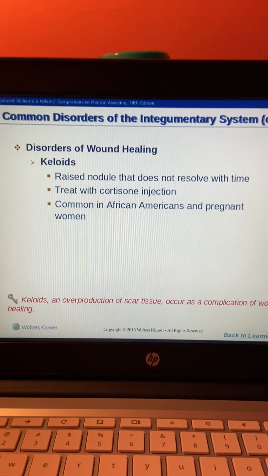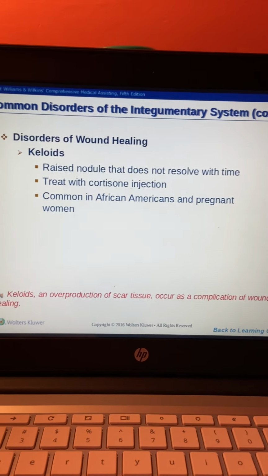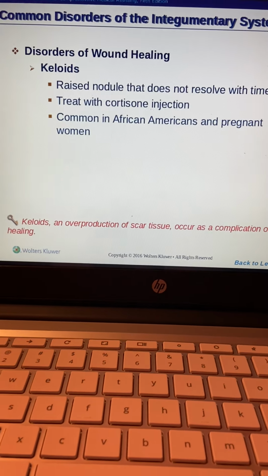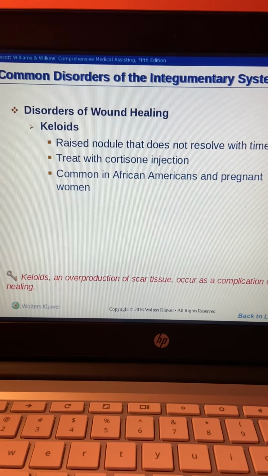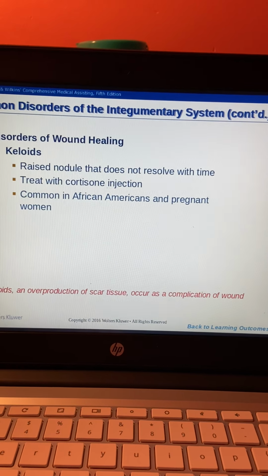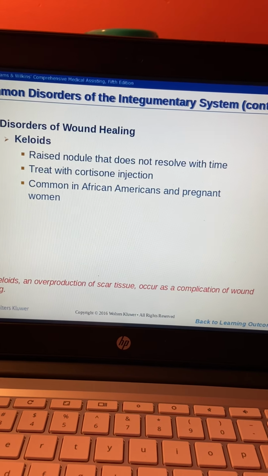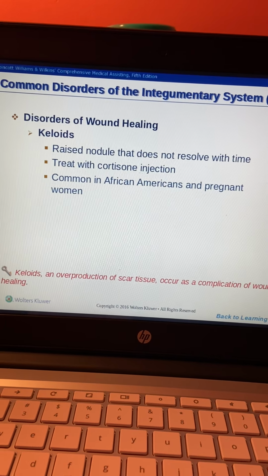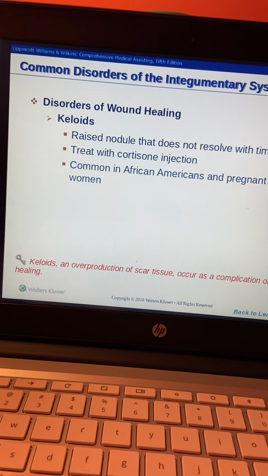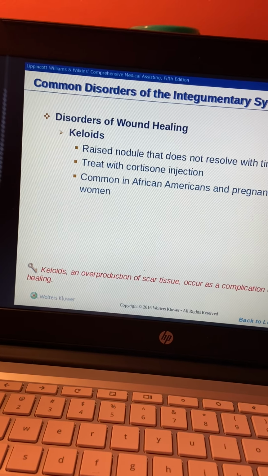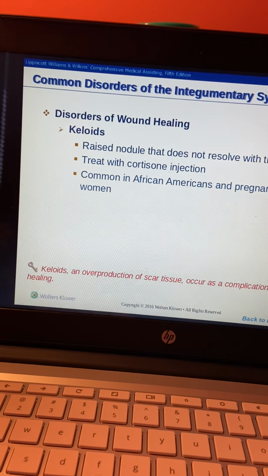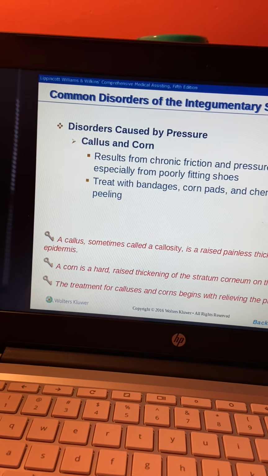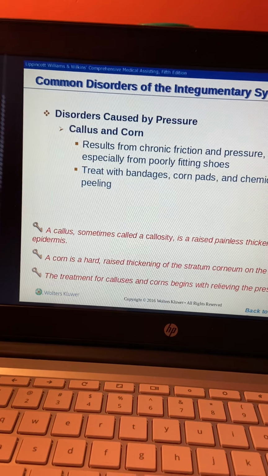So, disorders of wound healing. Keloids. Keloids is an overproduction of scar tissue, which occurs as a complication of a wound healing. Your keloids are raised nodules that do not resolve with time. These can be treated with cortisone injections. The cause is unknown. It occurs most frequently in young women, especially during pregnancy, and is particularly common in the African American community. And then the most common sites are your neck and shoulders.